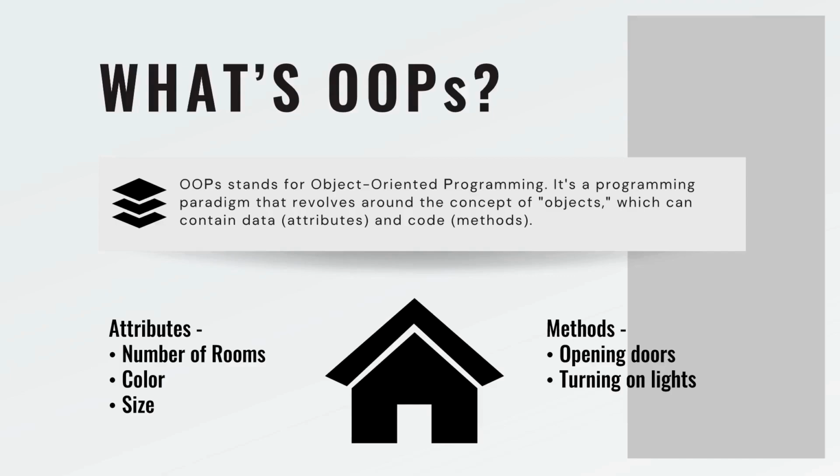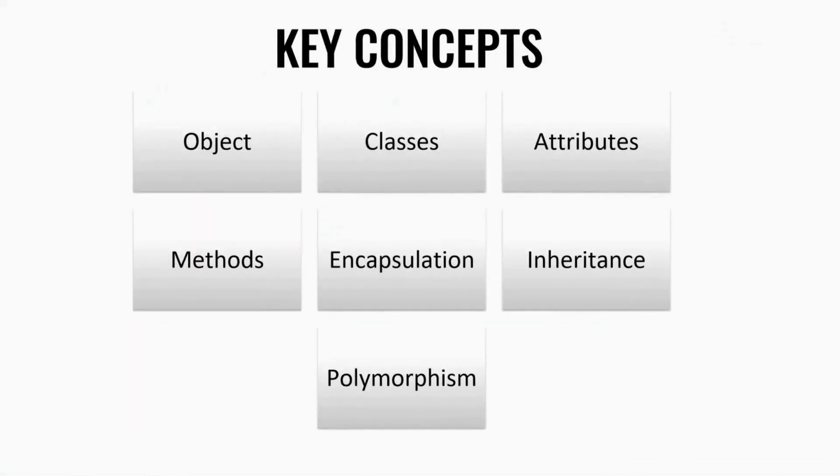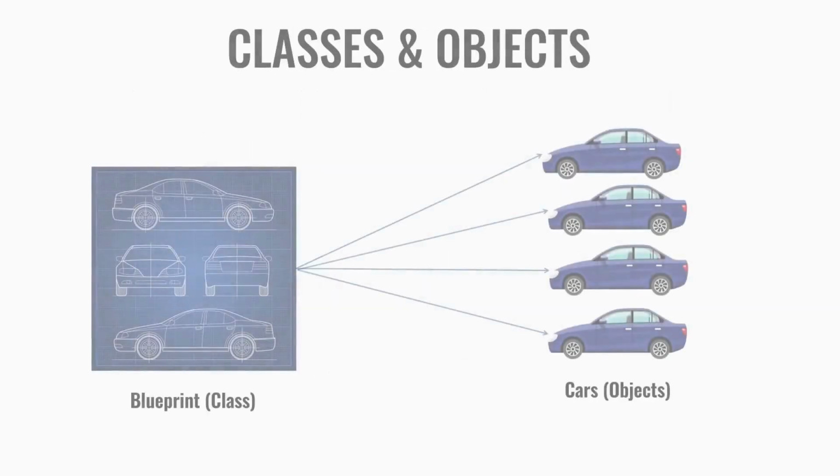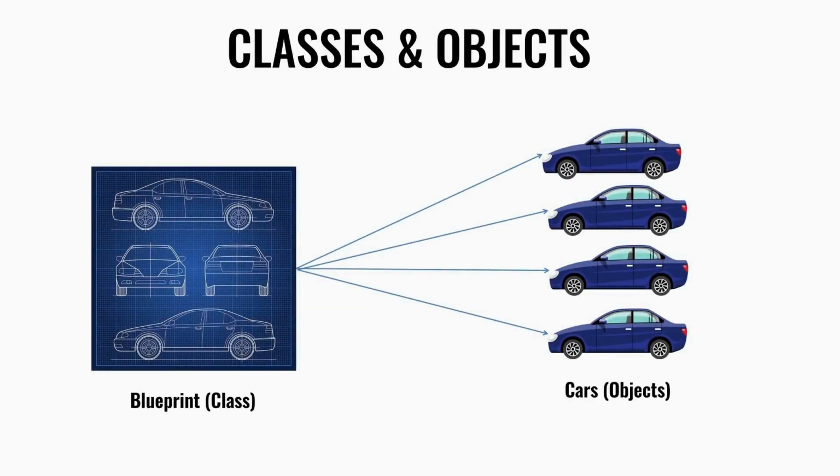Almost all the languages that are used in modern application are OOPS-based language, like Python, Java, C#, etc. The key concepts of an OOPS language includes objects, classes, attributes, methods, encapsulation, inheritance, and polymorphism. We'll talk about all of these concepts in detail in this course. Let's now first understand what is a class and object.